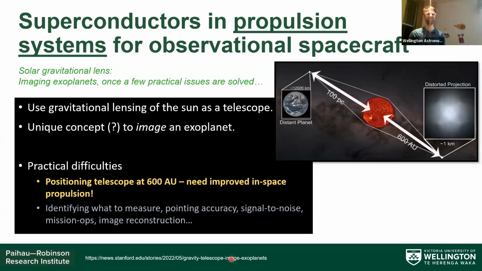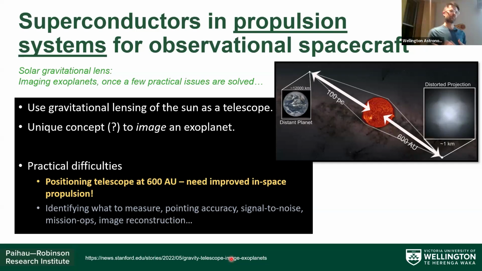And I wanted to pick quite a crazy example, but I thought it's quite fun. That's this concept of using the sun as a gravitational lens, the solar gravitational lens effect, so basically using the sun as a giant telescope. The attraction of this is that theoretically you can image exoplanets. You can get astounding magnification from doing this, but there are some practical difficulties.